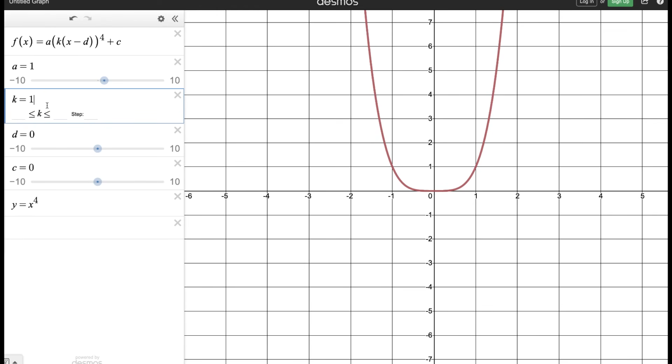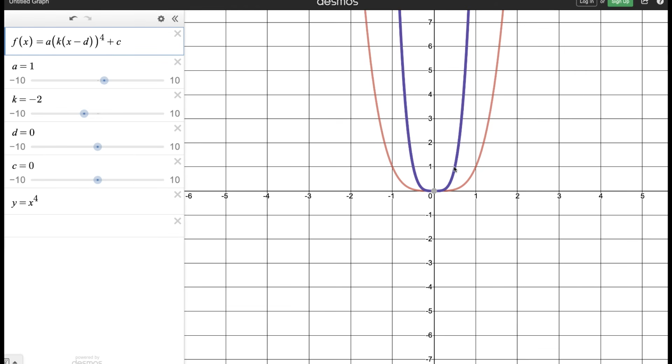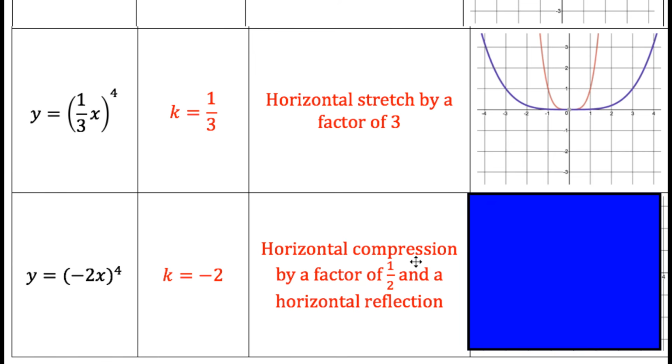Odd, different story. So let's set k to -2. It's been horizontally compressed by a factor of 1 over the absolute value of k, so 1 over 2. So the x values are half as far from the y-axis now. And there technically was a horizontal reflection, but it doesn't cause a change in the graph. And notice when I'm describing the horizontal compression, it's always by a factor of 1 over the absolute value of k. The negative is just what causes the reflection.